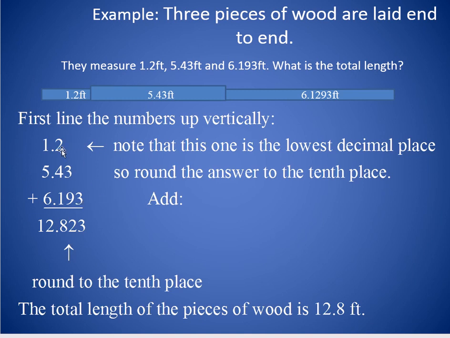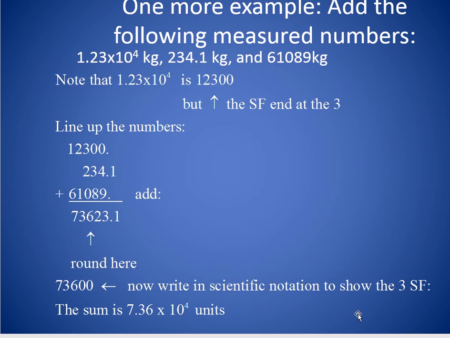And we're going to round off to the tenths place because that's the one that ends the furthest to the left. So we end up with 12.823, and we have to round it at the 8. So my total length of those pieces of wood is 12.8 feet. Now let's do one that's a little bit trickier.